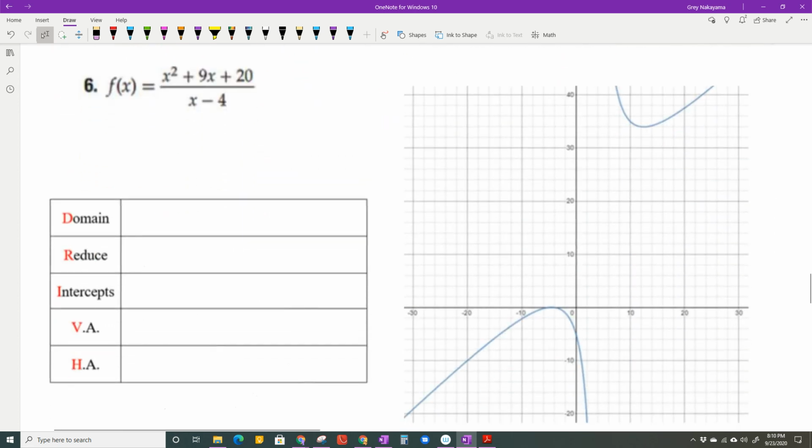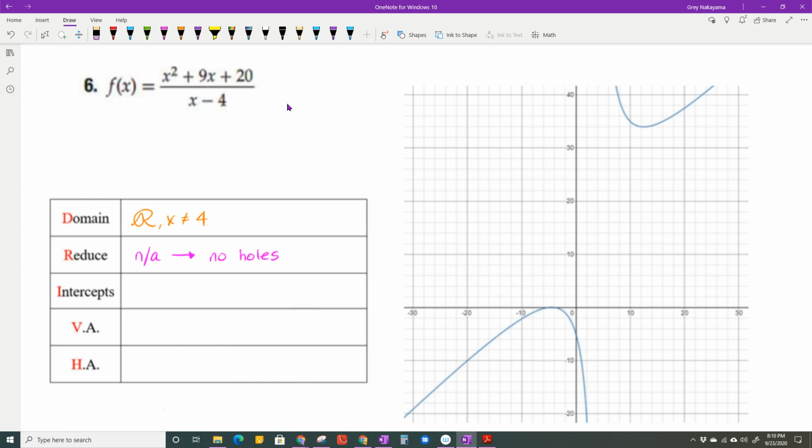Okay, I think I just have 2 more examples, y'all, and then we're done. Okay, we looked at this one earlier. All right, this is f of x equals x squared plus 9x plus 20 over x minus 4. Okay, we already know the numerator doesn't factor with the denominator because we tried that. So my domain was all reals, x not equal to 4. It does not reduce, so I don't have any holes.